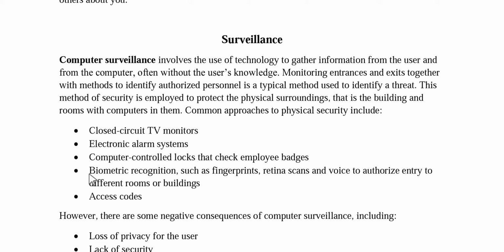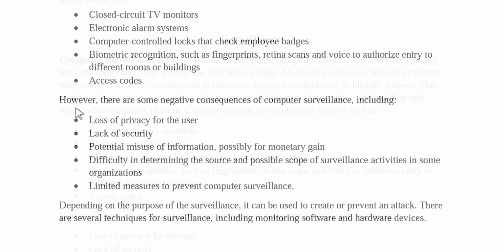4. Biometric recognition, such as fingerprints, retina scans, and voice to authorize entry to different rooms or buildings. So just like a badge, a person can use his fingerprint, retina, or voice to enter rooms. This can be more secure than a badge since our biometric features are unique. And 5. Access code. Since biometric systems can be costly to implement and run, a company might use a simple access code or password using numbers to enter rooms.